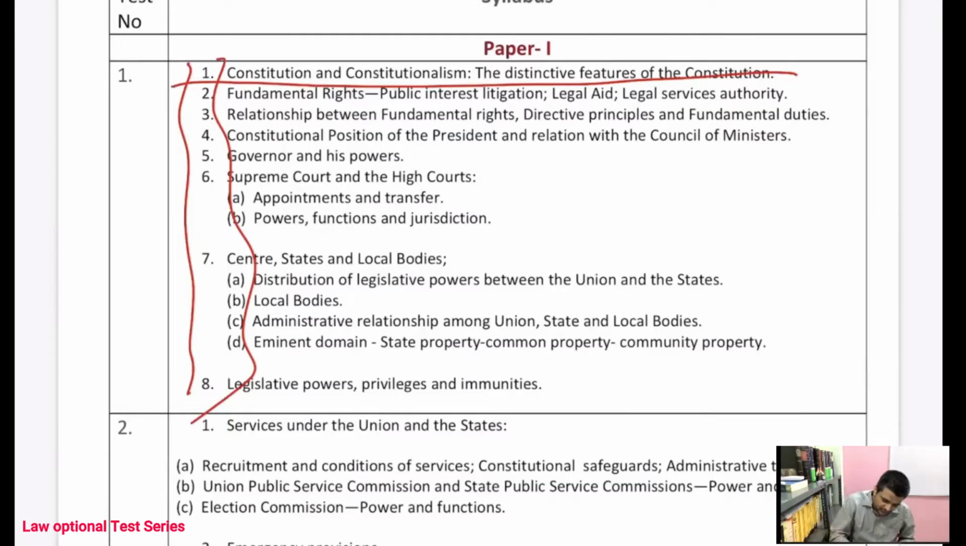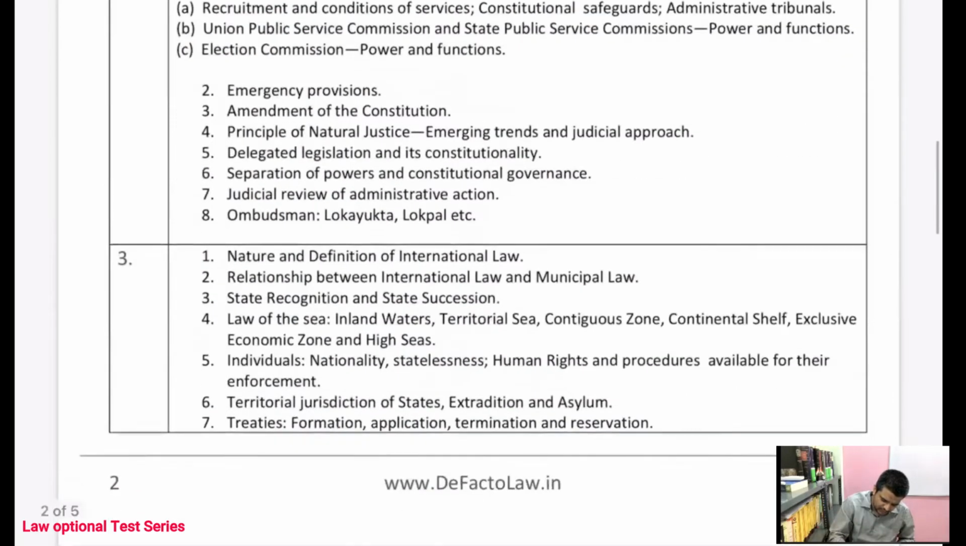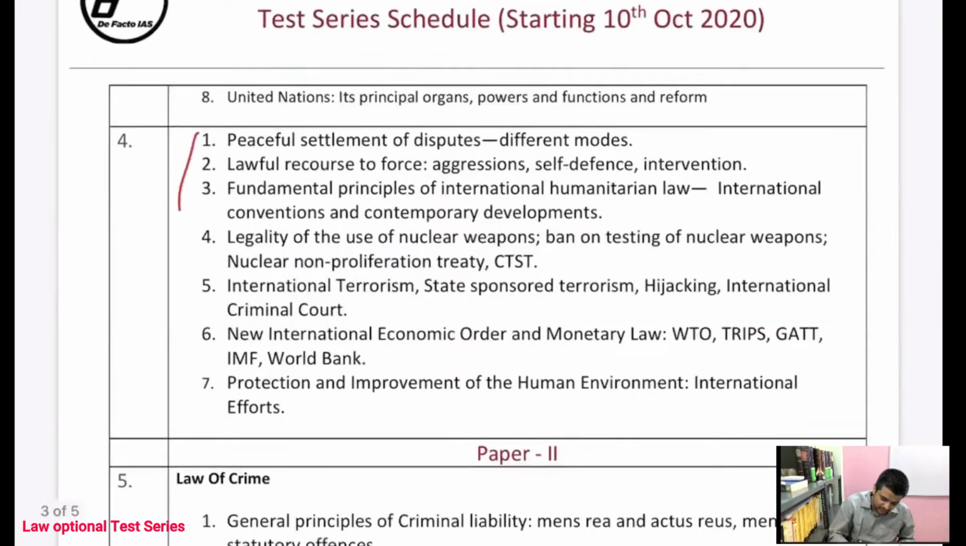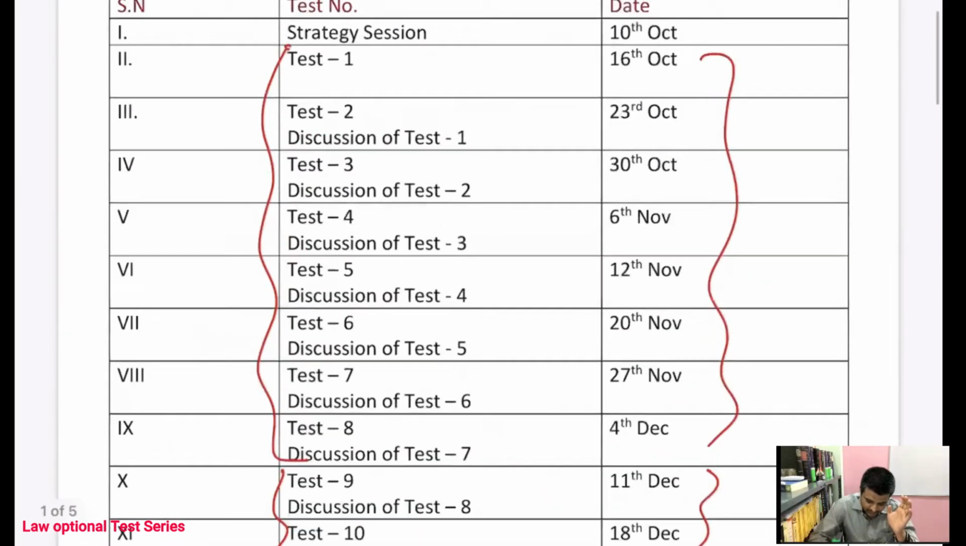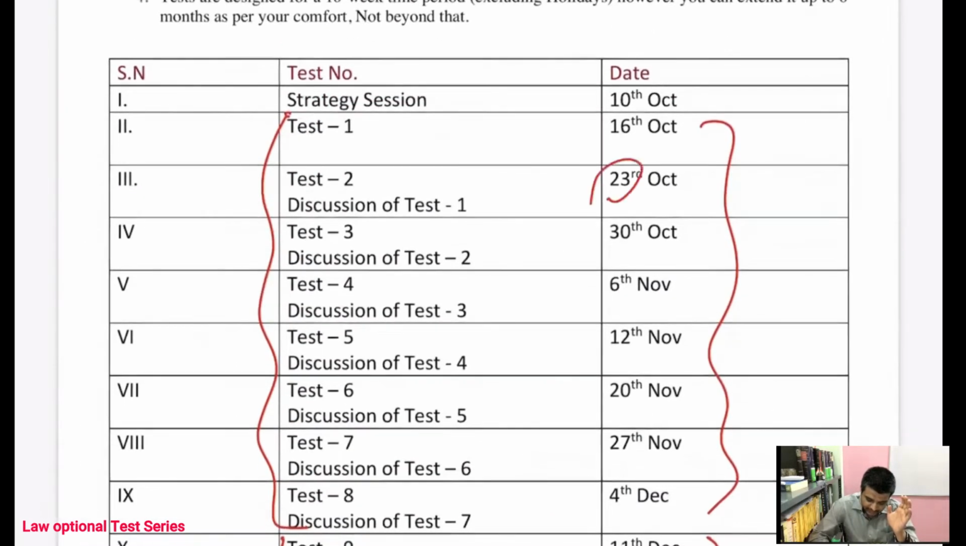So each week you have around 7 to 8 topics, not more than that, right? And at the end of the week, you will see that each Saturday I have planned the test. If you see the routine, it is mostly each Saturday. So each Saturday I have planned the test.